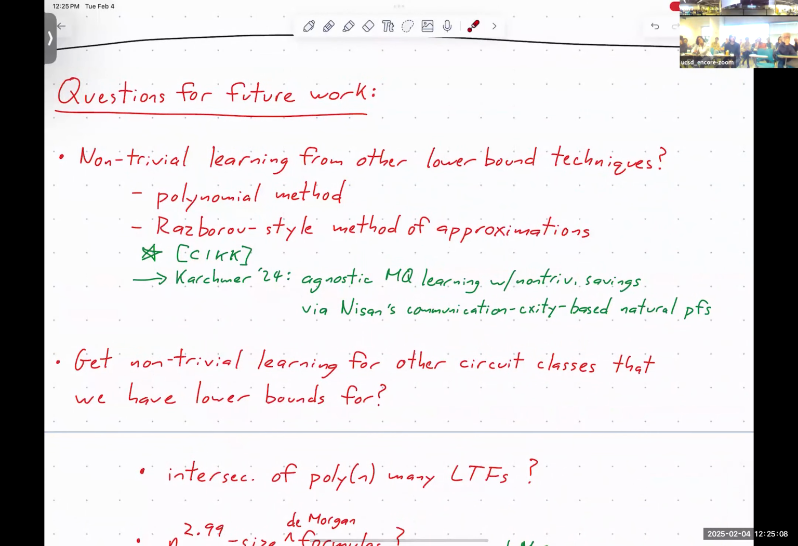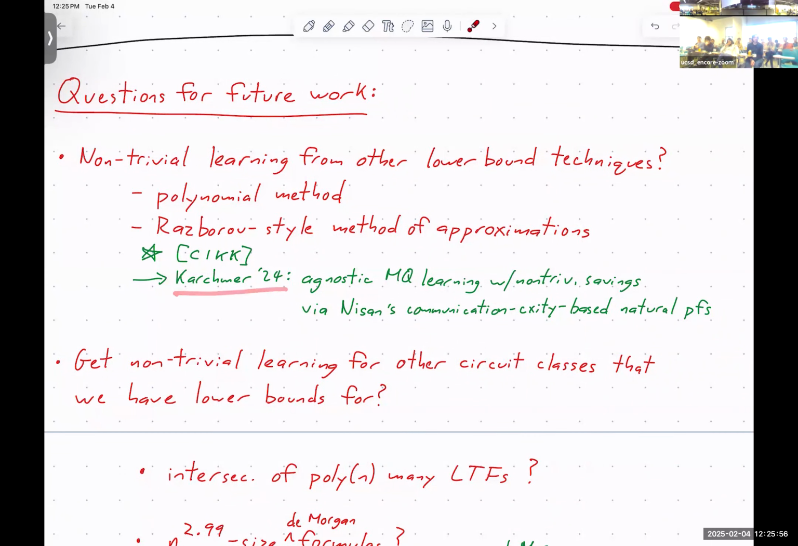I think it would be really nice to do non-trivial learning from other lower bound techniques. We saw random restrictions give us something, Nechiporuk gives us something, and there are polynomial-based lower bounds that we all know and love. It would be interesting to get non-trivial learning by mining the ideas in those lower bounds, or a Razborov-style approach for monotone functions. CIKK totally harvested natural proofs and some Wigderson-type lower bound ideas and ingredients to get quasi-polynomial time learning, which is too good to qualify for what I'm talking about, instead of learning with some miserable savings. But I think this is a really interesting direction to pursue. You can try to be as ambitious as CIKK, or you can just try for non-trivial savings.